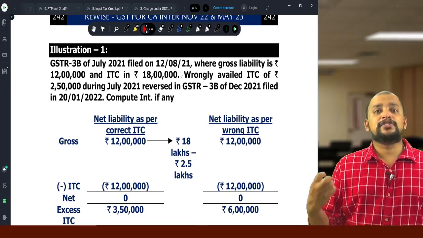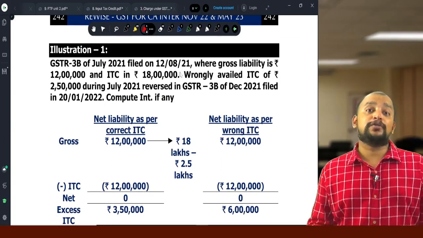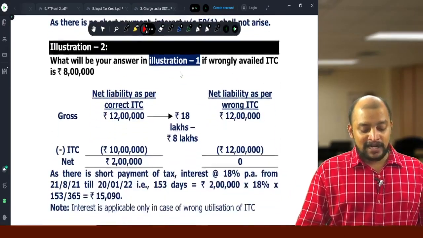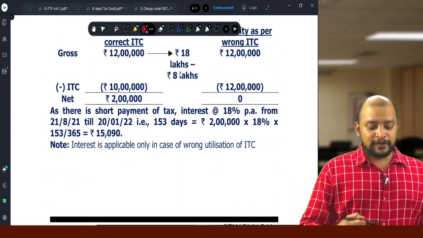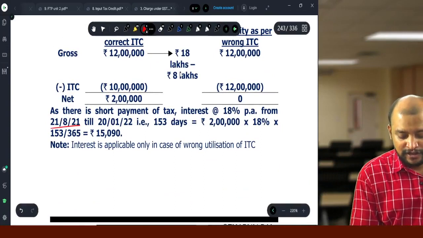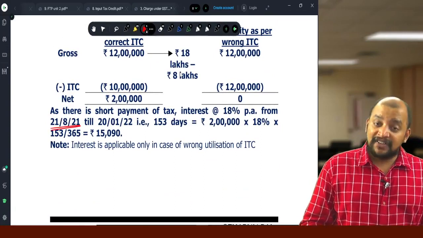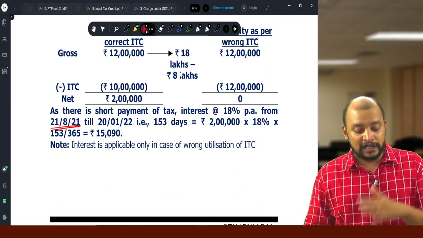See, interest is not on account of wrong availment, but on account of short payment of tax. So, by when should it have been paid? By 20th August it should have been paid. So, therefore, we need to count from 21st August. Why do we need to count from 21st August? From the first date after availment of ITC till the date of payment.